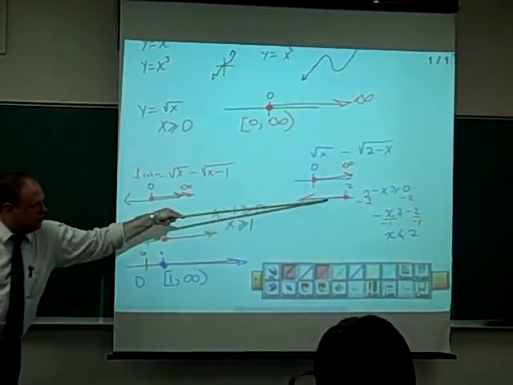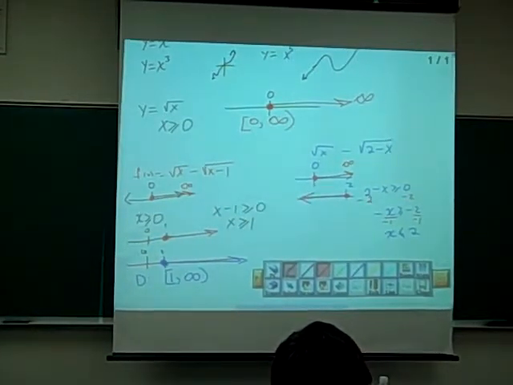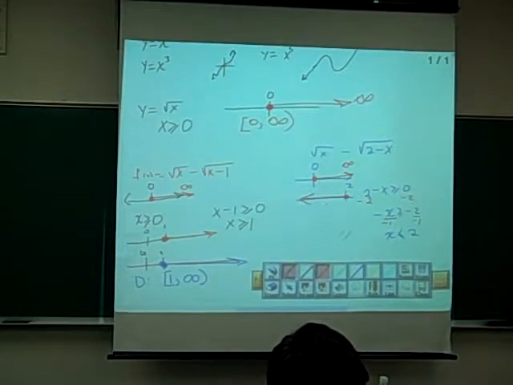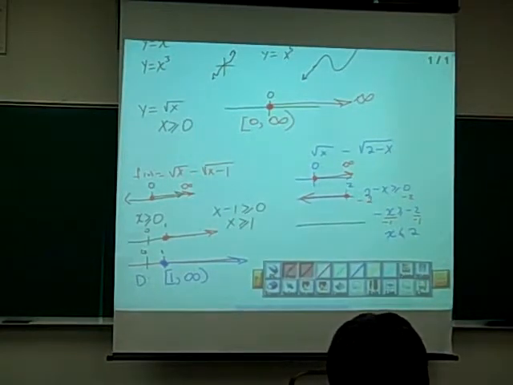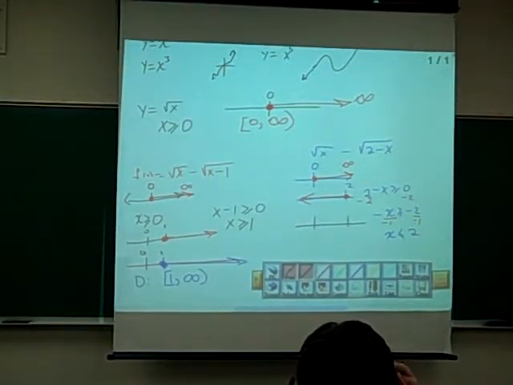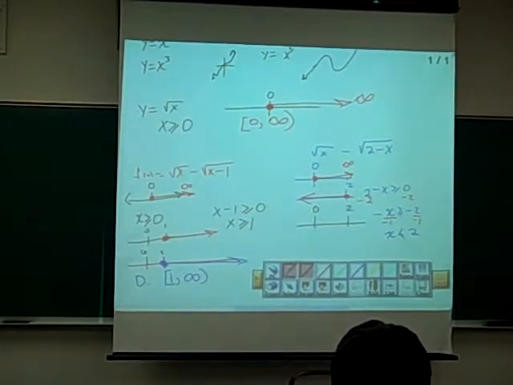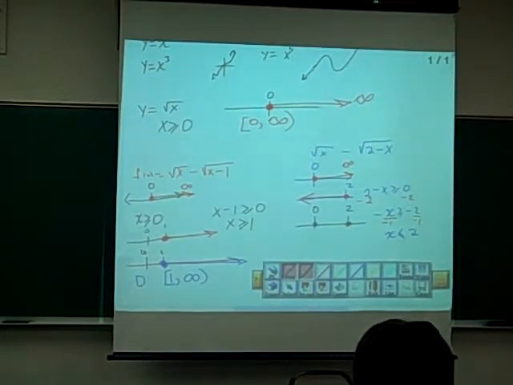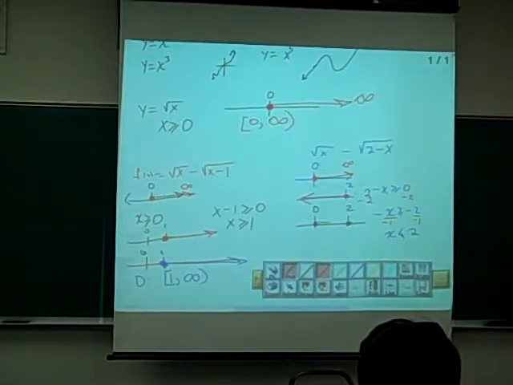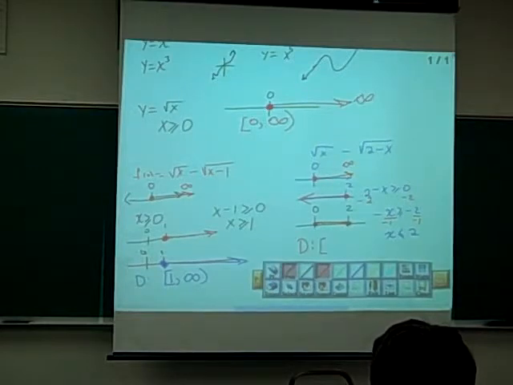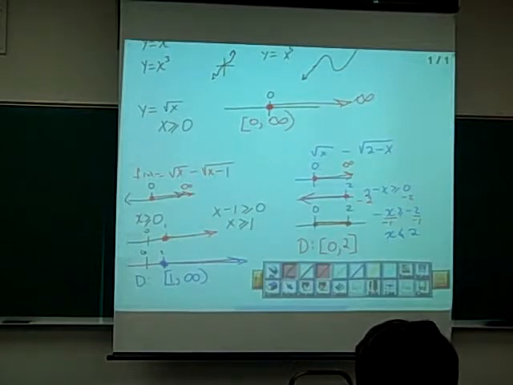So we have to consider what's in between, what's going to be good for both. So that would be what? Closed and closed, right? Everything in between. So that domain is going to be bracket, 0 to 2, bracket, right? Okay?